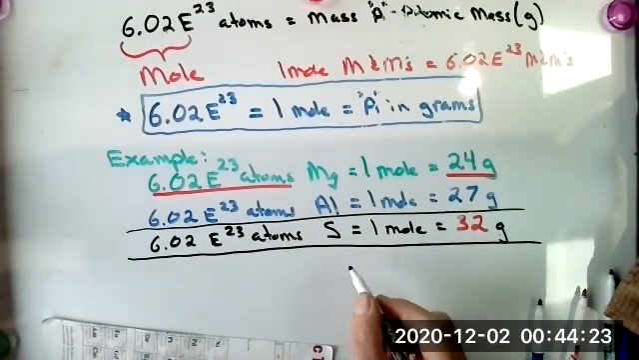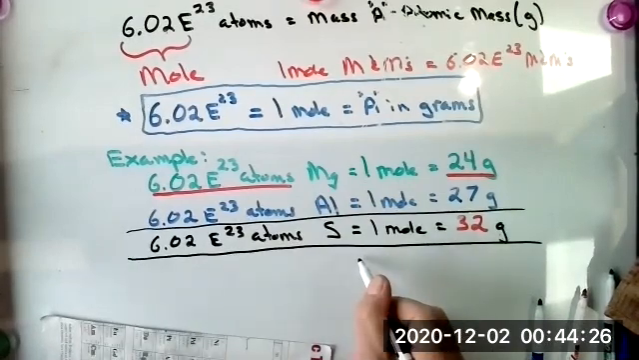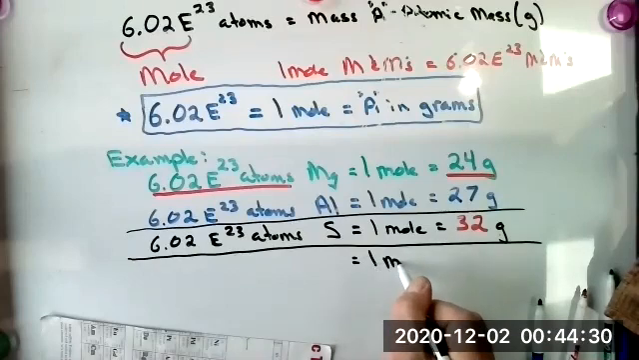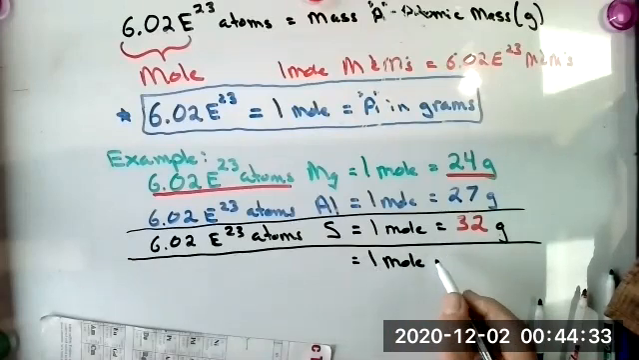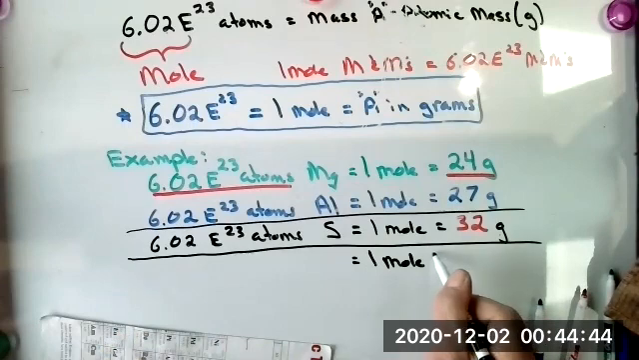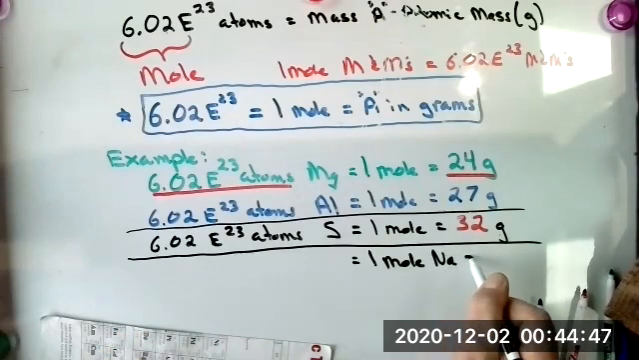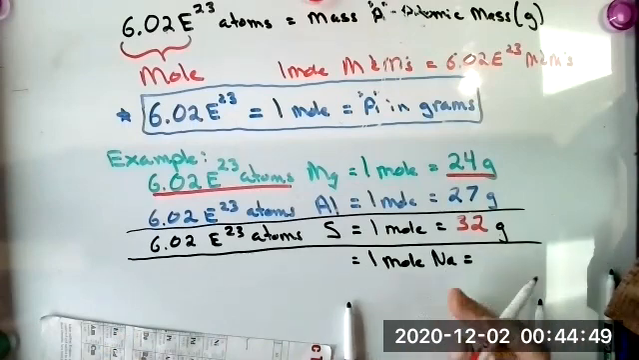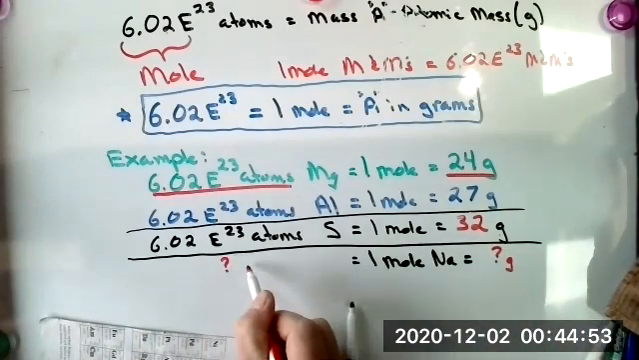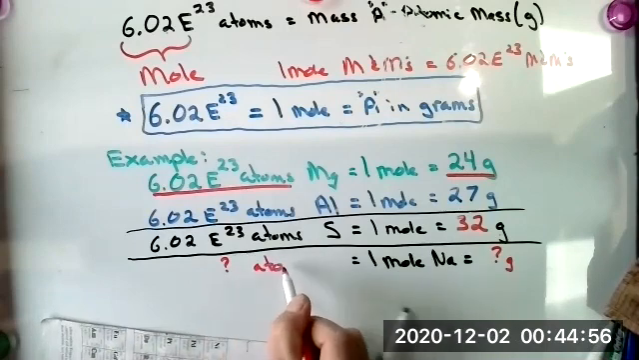Okay, now I want you to do this. If I had 1 mole, and now I'm going to put the element symbol here, I want you to figure out what it would be on either side. So let's grab sodium, Na. What I want to know is how many grams and how many atoms I would have.